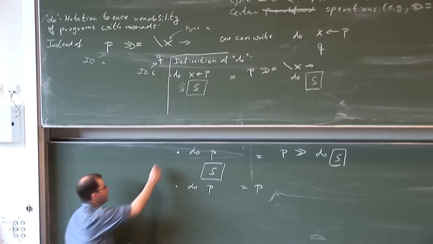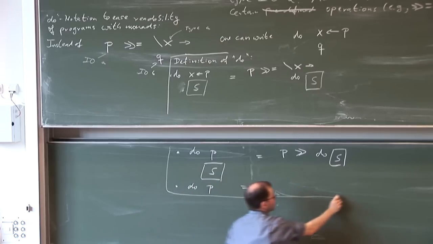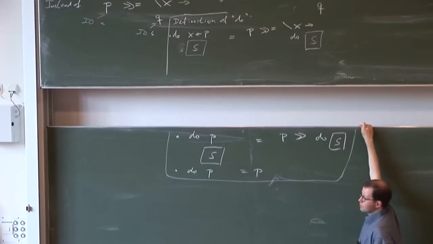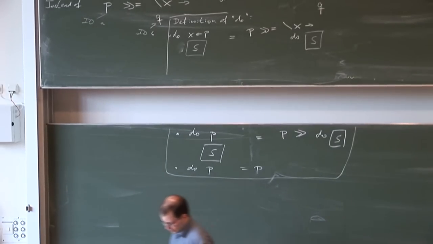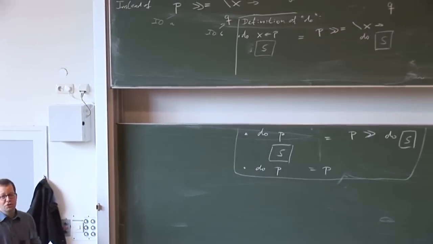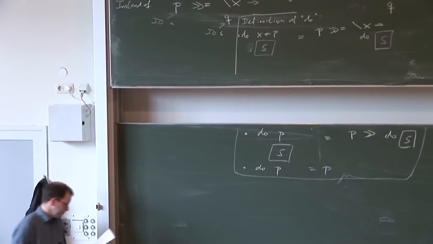So this is the meaning of this do notation. And if you don't like it, you don't have to use it, since you can express it via bind and then. But of course, it makes programs much more readable.